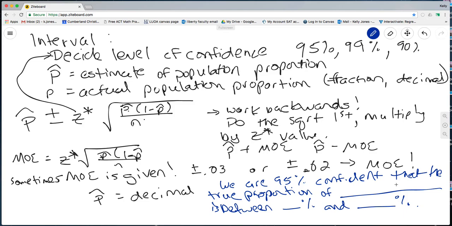That is how I want you to word that, and it needs to be as percentages. Don't leave it as decimals. So don't say 0.48 and 0.52. Go ahead and change it to percents, and make sure that this whole sentence right here, the true proportion of blah, blah, blah, needs to actually talk about what the word problem was talking about.